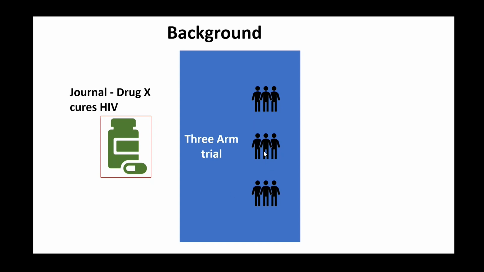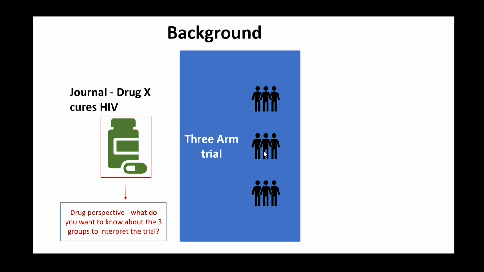So I want you all to consider a drug. So let's say this hypothetical drug is drug X, and maybe in a journal article, what was said is drug X cures HIV, for example. And then the drug was used in a 3-arm trial. So ideally, as a researcher, if you were to read this paper, if you were to consider from the patient side, you want the arms to be equivalent from the patient side. So what I want you to pop in the chat is, if you were to think about this from a drug perspective, what do you want to know about the three different groups to interpret the trial?